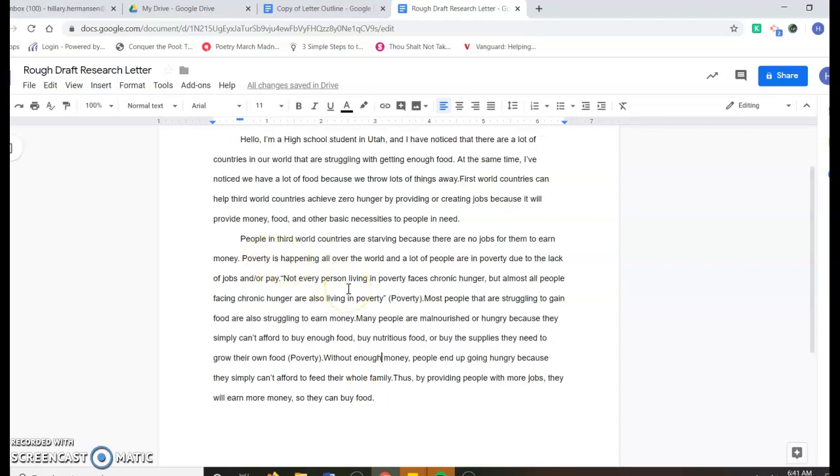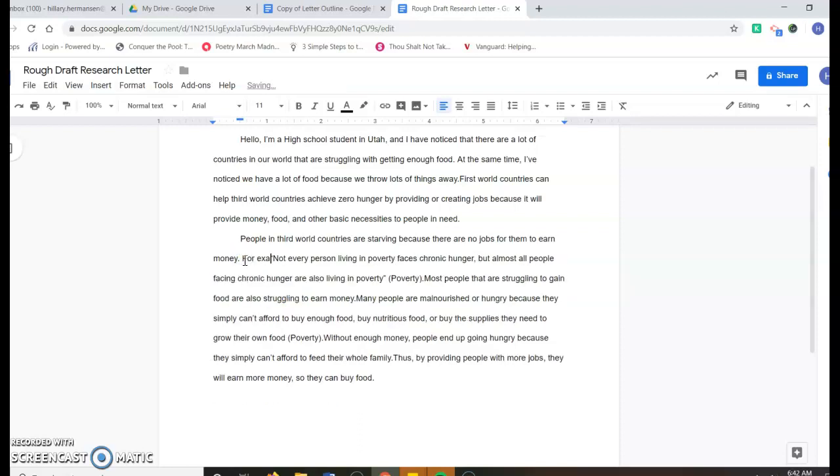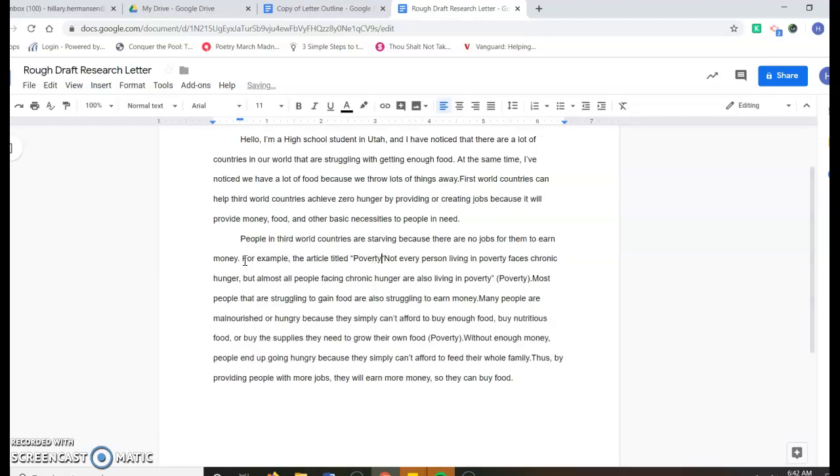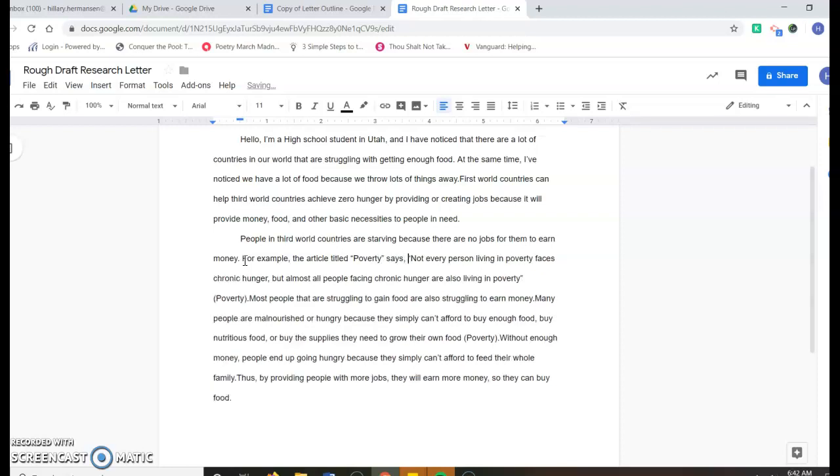People in third world countries are starving because there are no jobs for them to earn money. Poverty is happening all over the world, and a lot of people are in poverty due to the lack of jobs and or pay. I feel like that sentence is saying the same thing. So I'm going to delete that, and instead I'm just going to put, for example, the article titled, I don't have the sources because this is poverty, says, not every person living in poverty faces chronic hunger. Almost all people facing chronic hunger are living in poverty.